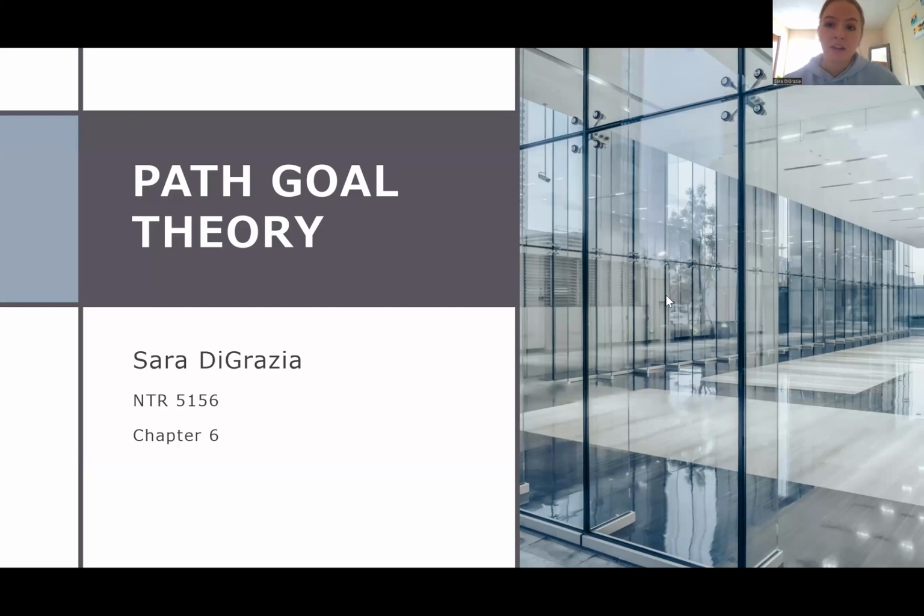All right, hello everyone. My name is Sarah DeGrazia, and I am presenting my topic on the leadership method of path goal theory. This is found in chapter 6 of our textbook, Nordhaus.